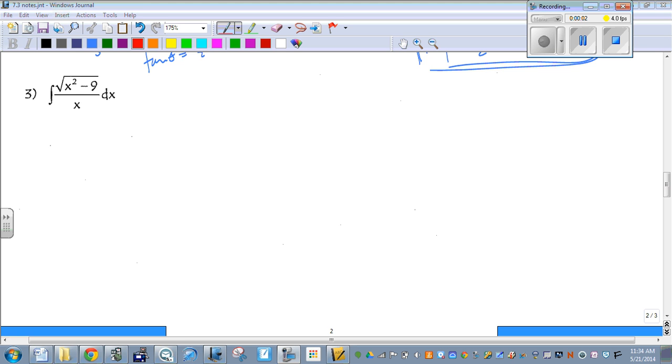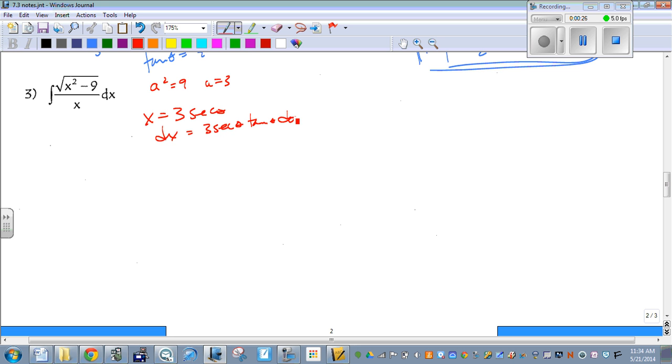Number 3, our a squared is 9, so a is going to be 3. And since we have square root of x squared minus 9, that is going to be a secant substitution, so x is going to equal 3 times secant of theta, which means dx is going to be 3 secant of theta tangent of theta d theta. So we're going to go ahead and substitute those in to our integral.